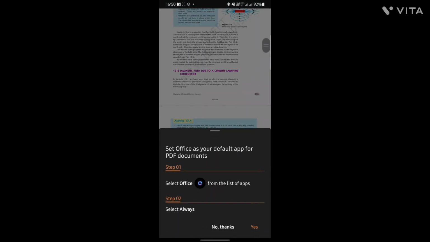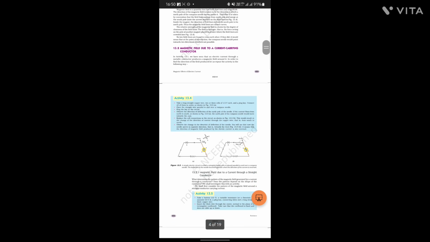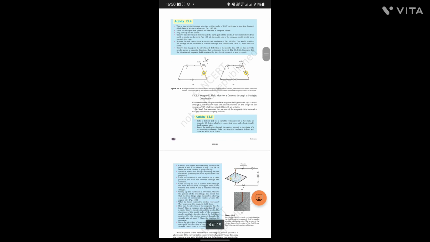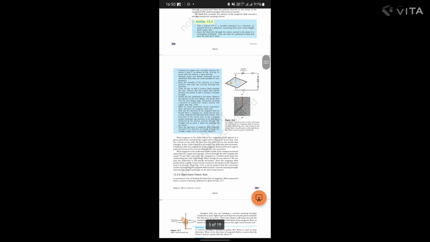Next comes your magnetic field due to a current carrying conductor. So again in this section, what makes it important is your magnetic field lines around a straight current carrying conductor. This diagram becomes important because it has come twice or thrice in your exam, so it is important from the exam point of view.